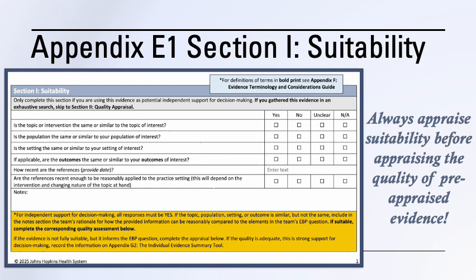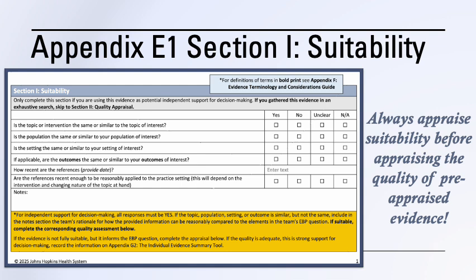Before you address the quality of a pre-appraised piece of evidence, you should always begin by appraising the suitability of the piece of evidence. This is because if a piece of evidence is deemed not suitable, there is no reason to move forward with an appraisal of quality. Evidence that is not suitable should not be used to guide practice change, as there is not enough support for this evidence being relevant to addressing your evidence-based practice question.